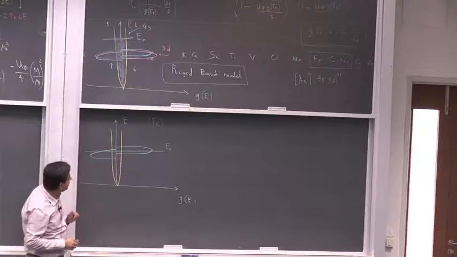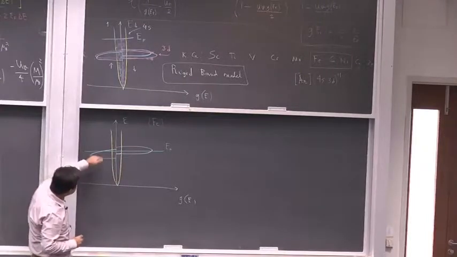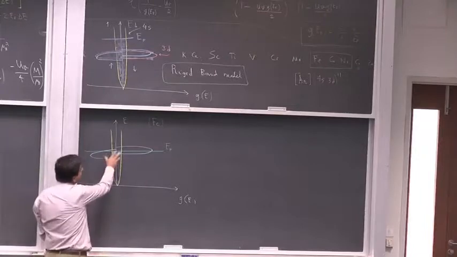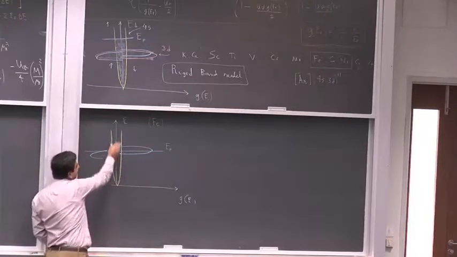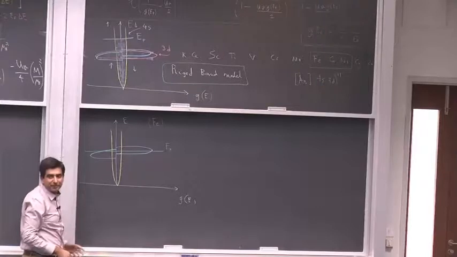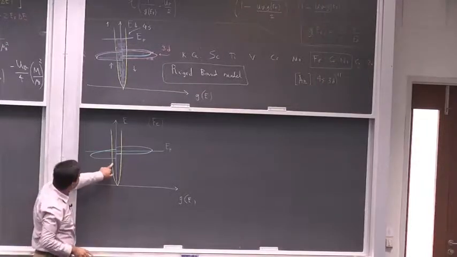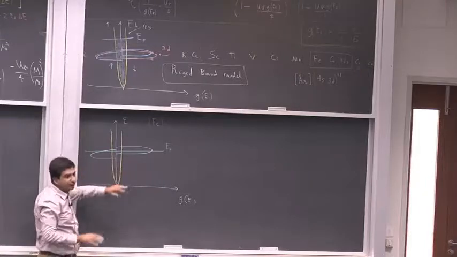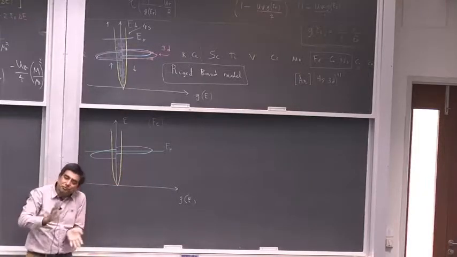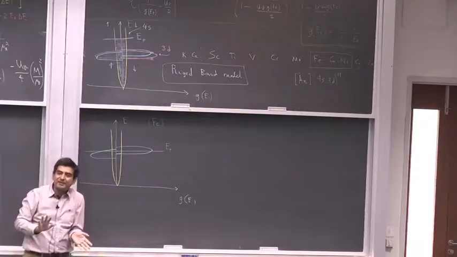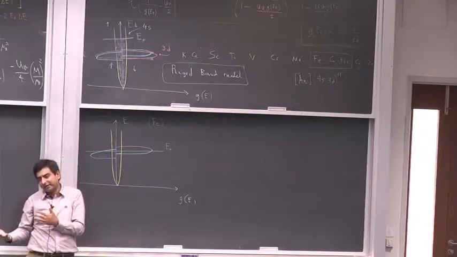So what's going to happen, if this is the Fermi level, is that nothing happens to the 4s band. It's not spin split. So the number of electrons spin up and spin down in the 4s band doesn't change. So there is no magnetization due to the 4s electrons. All the magnetization, if any, comes from the 3d electrons.